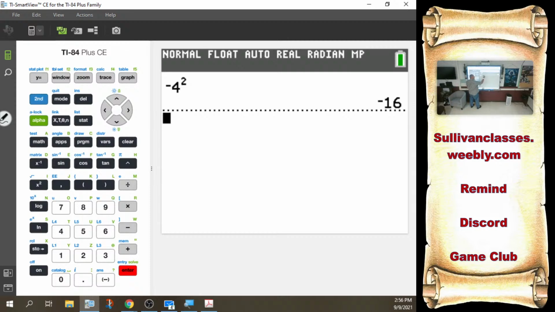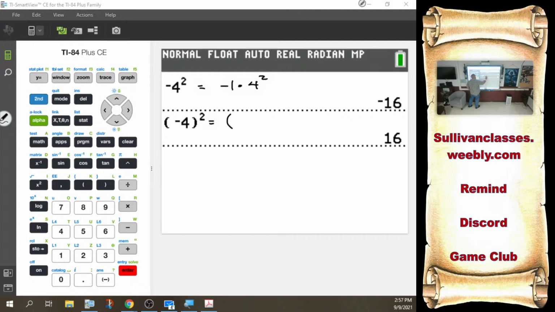The calculator does the order of operations. It reads this as negative 1 times 4 squared because you're supposed to do exponents before multiplication. But if I wanted to make sure it was a negative 4, I need to have parentheses around it. The difference between them is when I do parenthesis negative 4 and square it, this is negative 1 times 4 squared.